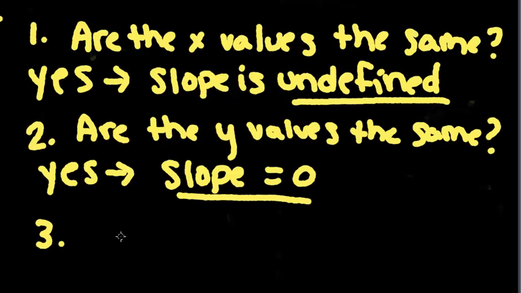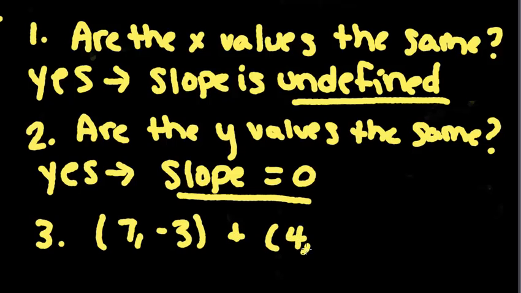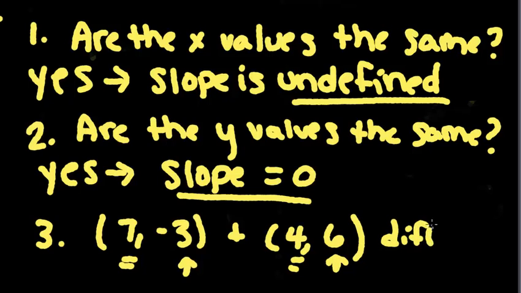So we're going to look at step 3, when I have different x values and different y values. Let's say I have something like 7, -3 and 4, 6. You can see here that 7 and 4 are different and -3 and 6 are different. So I do not have the same x's and I do not have the same y's. They are both different. So then we're going to have to move on to step 3, and we'll put step 3 on the next page.